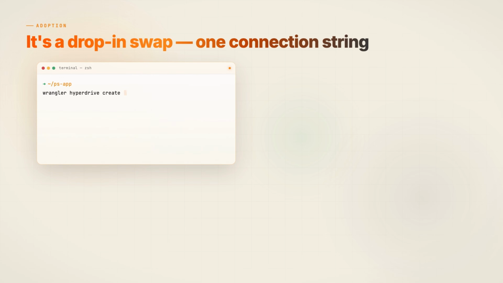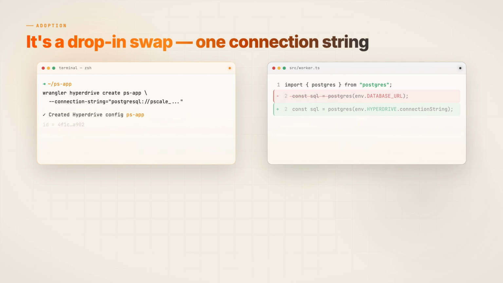4. One line change. After all this, adding Hyperdrive to your application is just a one-line change. You replace the database URL with the Hyperdrive connection string and you're done. Now, let's see it in action.